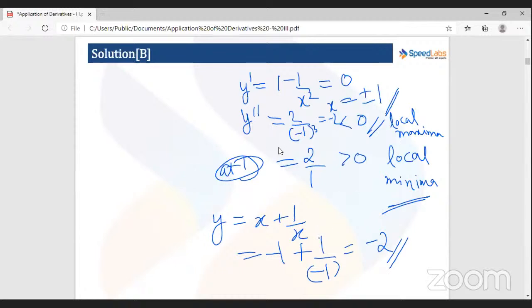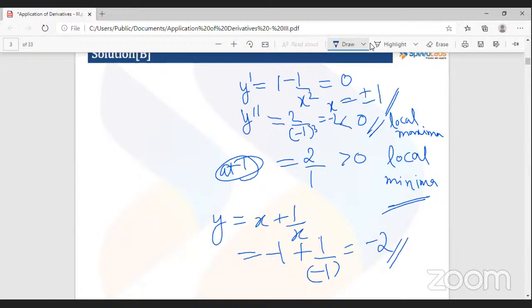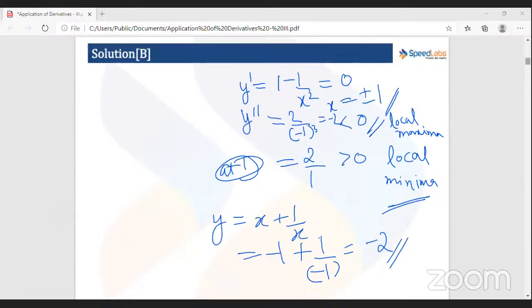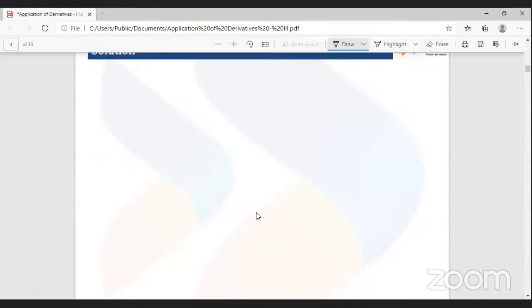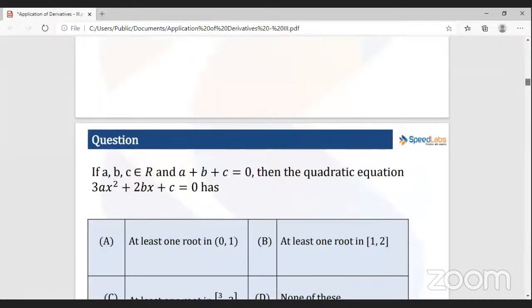So the correct answer here is minus 1. Is there any doubt? Everybody understood this difference between local minima and global? Okay. Okay, great. Everybody understood that.